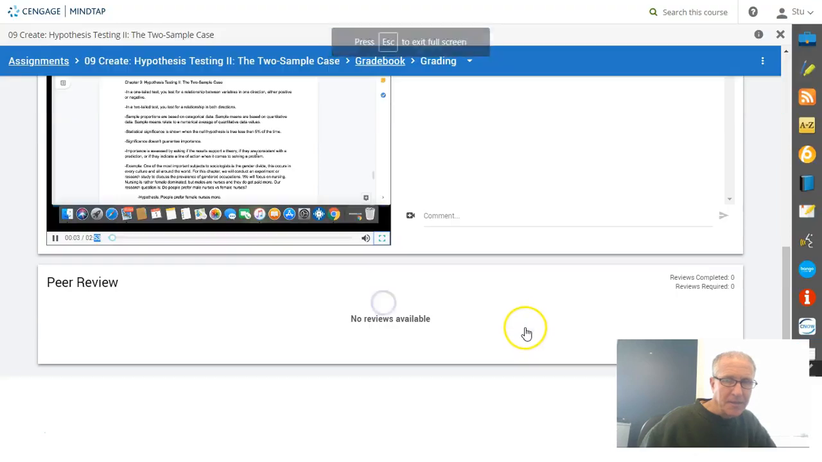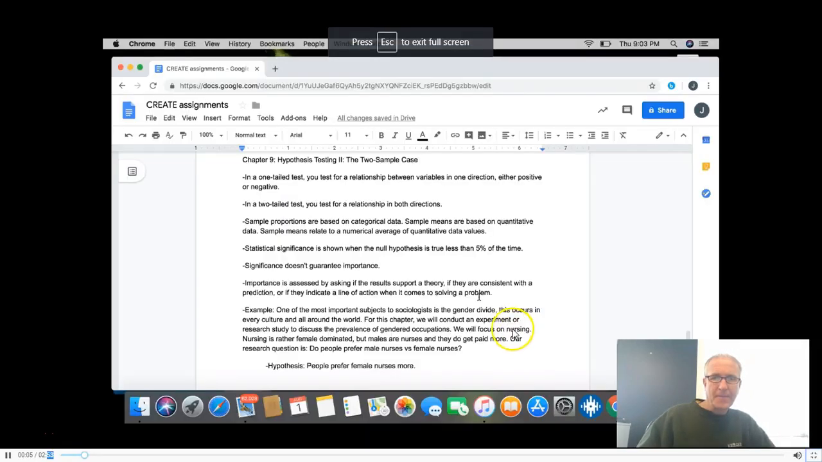Okay, this is chapter 9, hypothesis testing 2, the 2 sample case. In a one-tail test, you test for a relationship between variables in one direction, either positive or negative. In a two-tailed test, you test for a relationship in both directions.